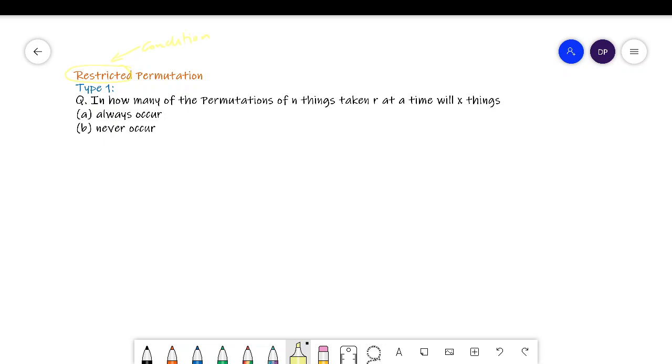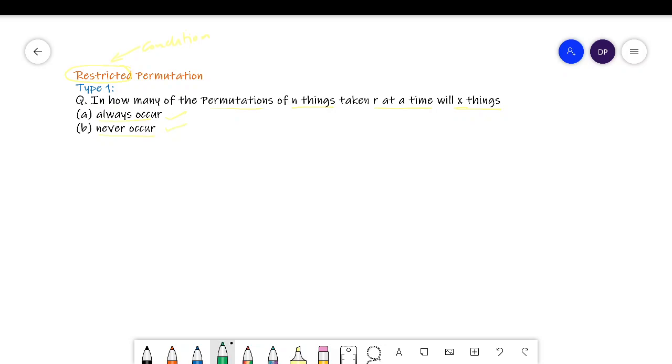Now, there are plenty of different types of restrictions that we put when we do the permutation of the things. Okay, the first type of permutation with certain restriction is if certain things always occur or never occur. This I have put in the question form. It says, in how many of the permutations of n things taken r at a time will x things always occur, or will x things never occur.